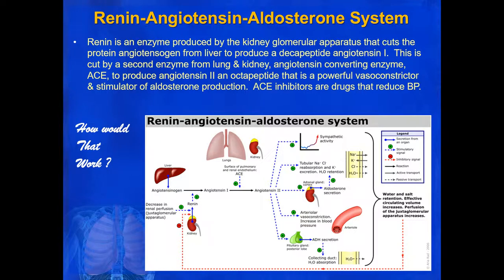The RAAS system: renin is the enzyme produced by the kidney glomerular apparatus that cuts the protein angiotensinogen from liver to produce a decapeptide, angiotensin I. This is cut by a second enzyme from lung and kidneys, angiotensin converting enzyme, ACE, to produce angiotensin II, an octapeptide that is a powerful vasoconstrictor and stimulatory of aldosterone production. ACE inhibitors are drugs that reduce the BP.